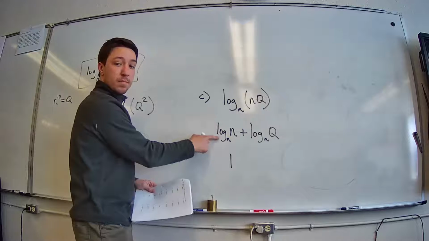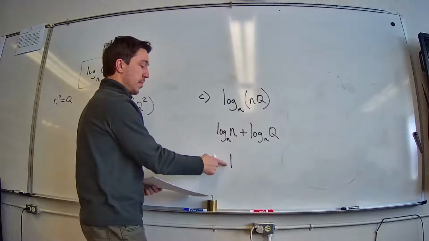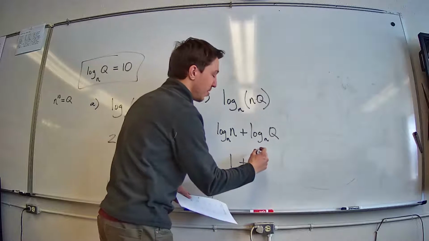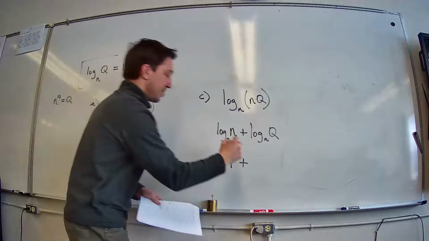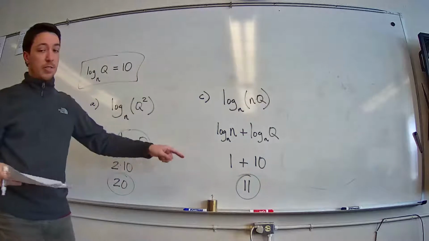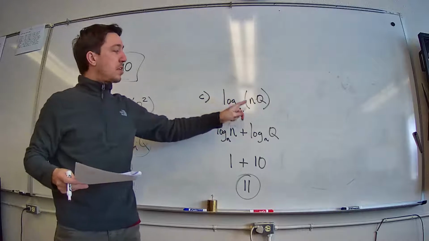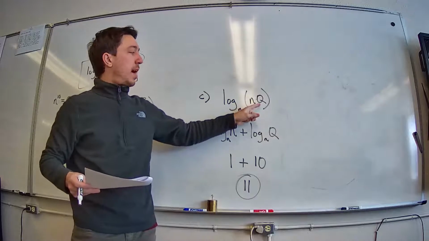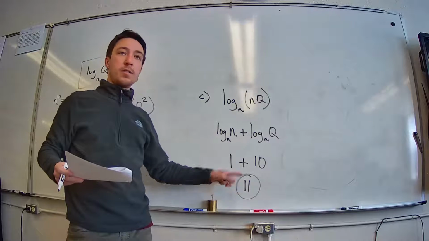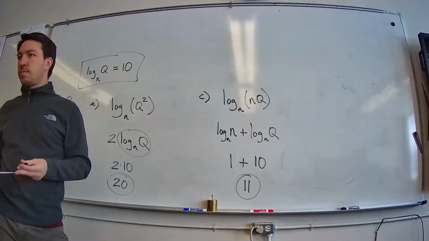1. Everyone understand that? Because n to what power gives me n? Well, n to the 1 power gives me n. And then what's log base n of q? 10. So the answer is 11 here. Now that's an interesting result because what it tells you is that if you multiply your quantity by whatever the base is, you're just going to add 1 to your number. And you guys have heard of decibels, right?